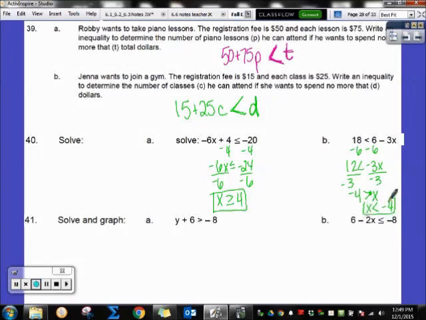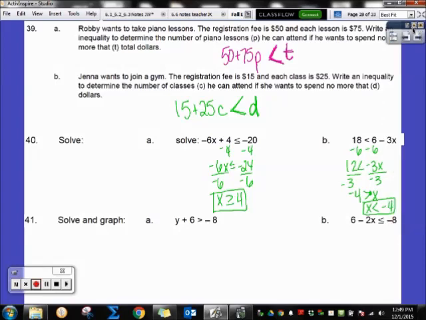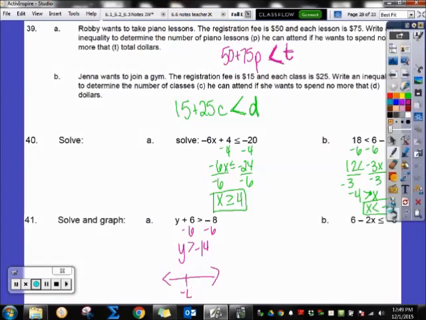Now for 41, the only difference is now we have to graph. So if we look at A, we have y is greater than -14. Make sure when you do your graphs, you do them the way your teacher wants you to. So they may require more numbers than this. But I'm going to indicate -14 on my graph because it's just greater than. It's an open circle. And then greater than -14 is to the right.